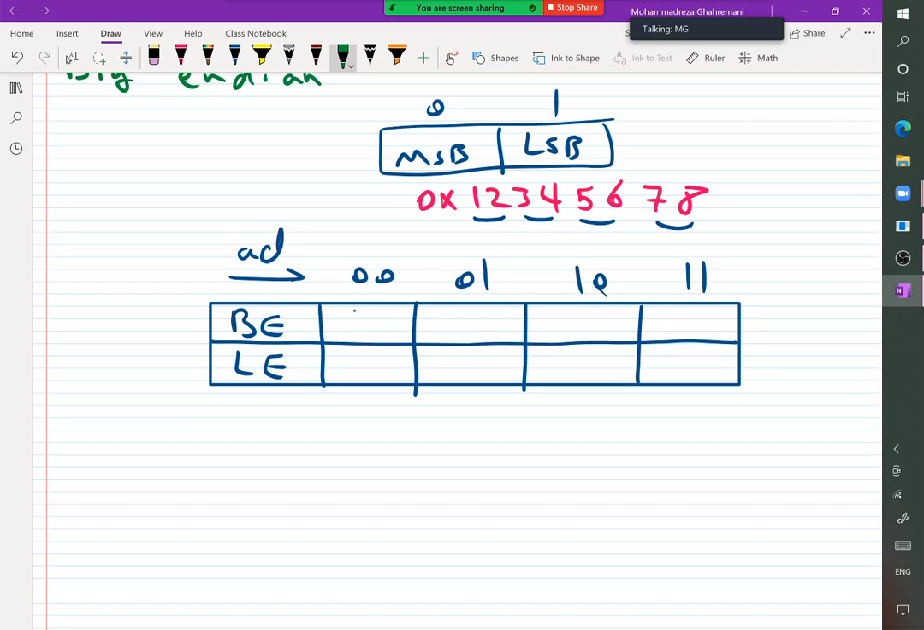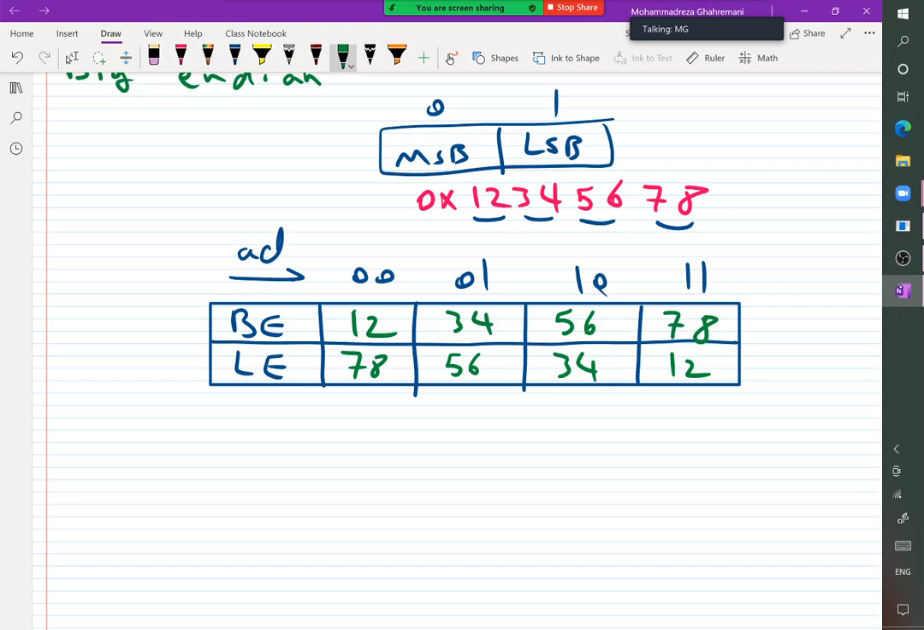So 1, 2 comes to the lower address, then 3, 4 here, 5, 6 here, and 7, 8 is here. Okay, this one is Big Endian. Little Endian is exactly the opposite of Big Endian. So first we store the least significant byte and we follow it with the most significant byte. Okay, this one is the difference between Little Endian and Big Endian.